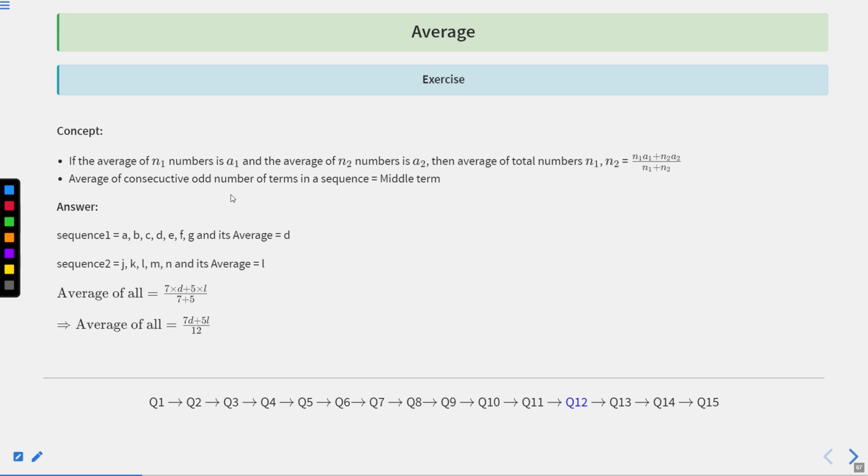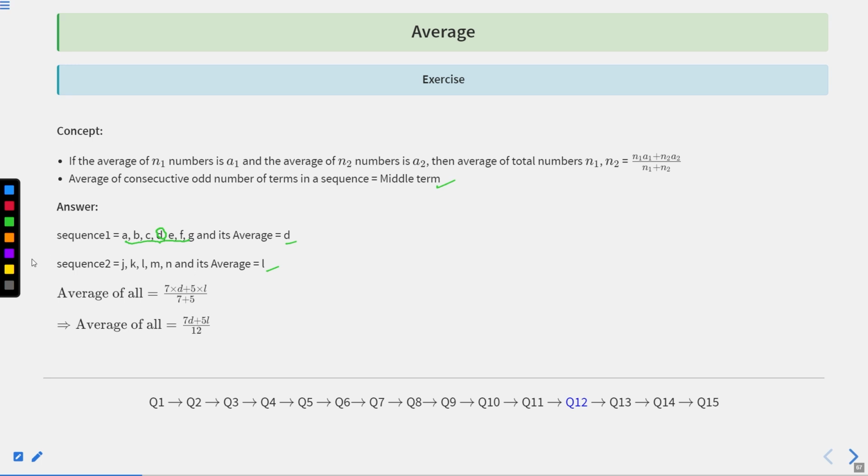So the average of consecutive odd number of terms in the sequence is the middle term. We have already discussed this. So sequence 1 is A B C D E F G and its average is D. And sequence 2 is J K L M N and its average is L. Both of them have an odd number of terms, so the average will be the middle term, that is D. Same goes here. The average will be the middle term, that is L.